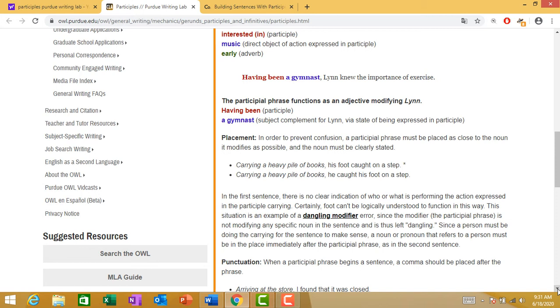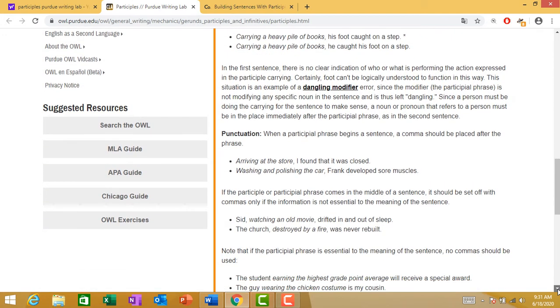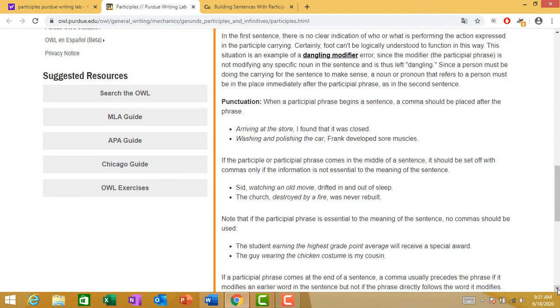Somebody was carrying a heavy pile of books, and this person caught his foot on a step. So this is a better way to write it than "carrying a heavy pile of books, his foot caught on a step," because the confusion here is maybe his foot was carrying the heavy pile of books. Now this is pretty much what this paragraph explains, so we can skip it altogether, or you can go back and read it. You can pause the video and read it.